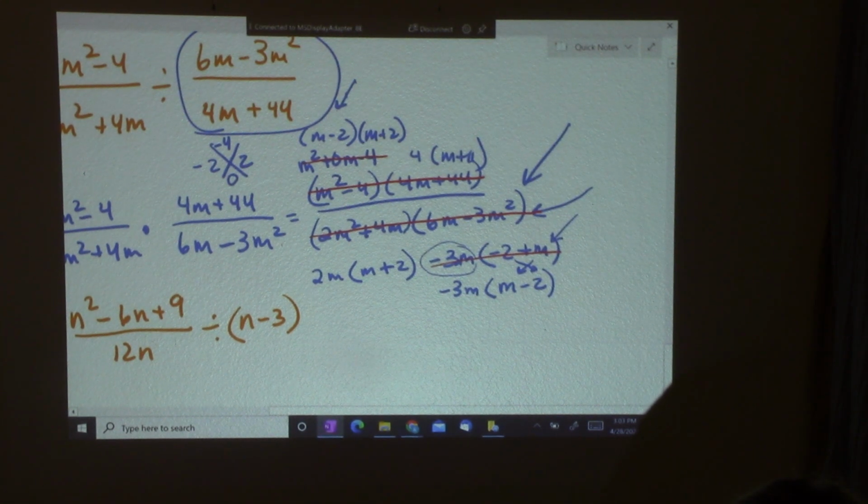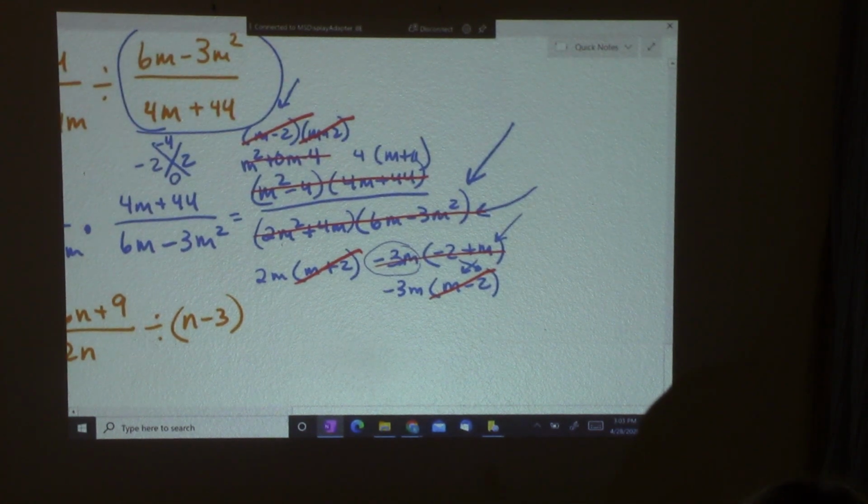Let's see what I can cross out. Well, I've got m plus 2 and m plus 2. I have an m minus 2 and an m minus 2. And I have, let's see, 4 and 2. I can cross those out. And that's it. So what's left? I've got the 2 here. I've got m plus 11. I have an m, and I have negative 3m.